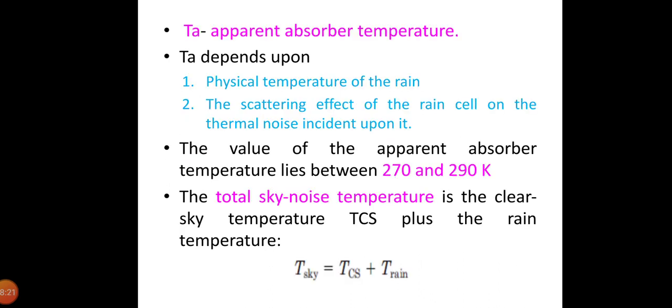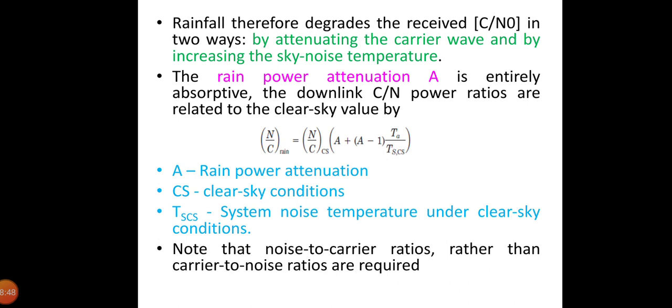TA is the apparent absorber temperature. TA depends on the physical temperature of the rain and the scattering effect of the rain cell on the thermal noise incident upon it. The value of the apparent absorber temperature lies between 270 and 290 Kelvin. The total sky temperature is the clear sky temperature TCS plus the rain temperature. Therefore, T_sky = T_CS + T_rain. Rainfall therefore degrades the received C/N0 in two ways: by attenuating the carrier wave and by increasing the sky noise temperature. The rain power attenuation A is entirely absorptive.